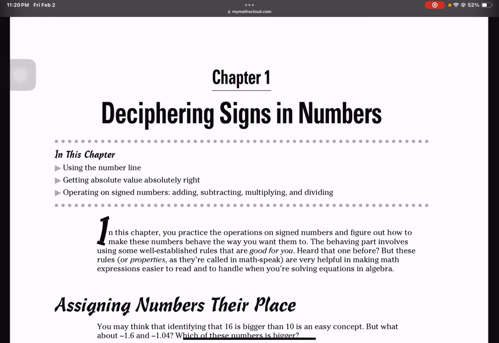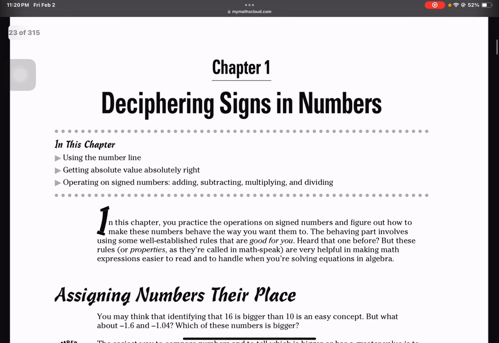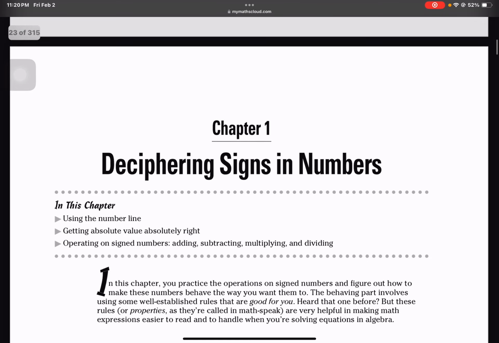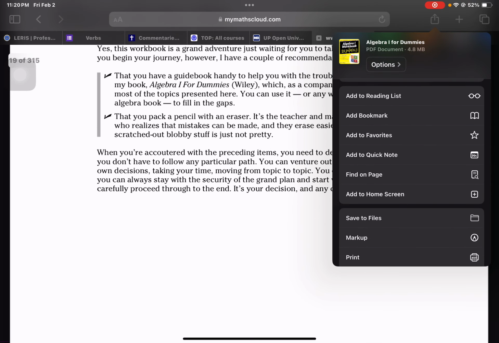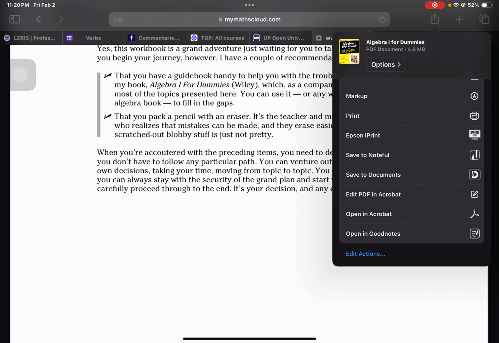Ang goal ng channel na ito ay magbigay ng supplemental exercises sa mga batang Pilipino na mas lalong matutunan ang mathematics. Ang ginagamit ko po ngayon na libro ay Algebra 1 for Dummies.